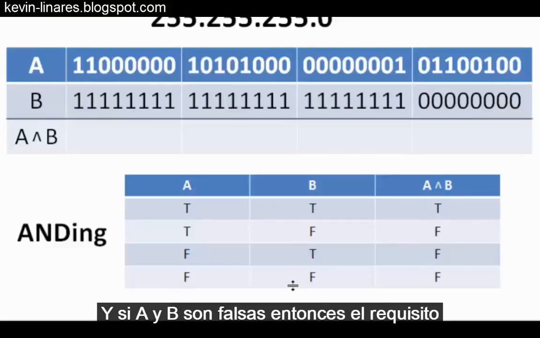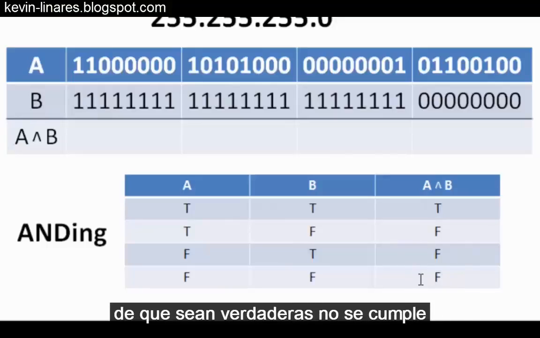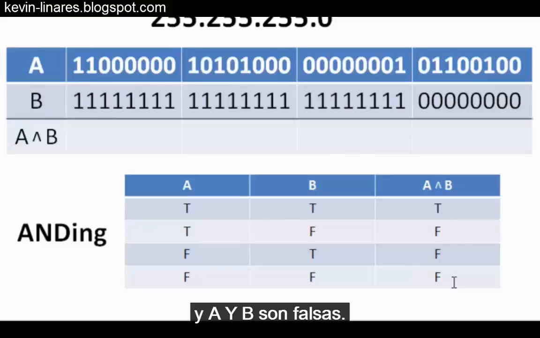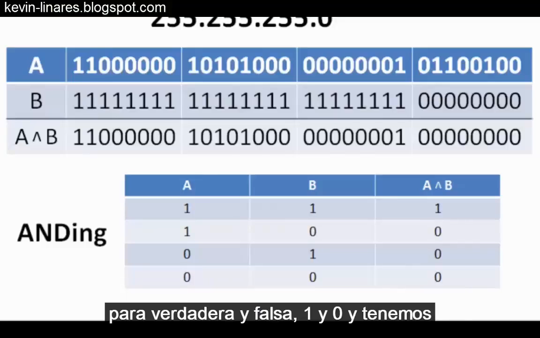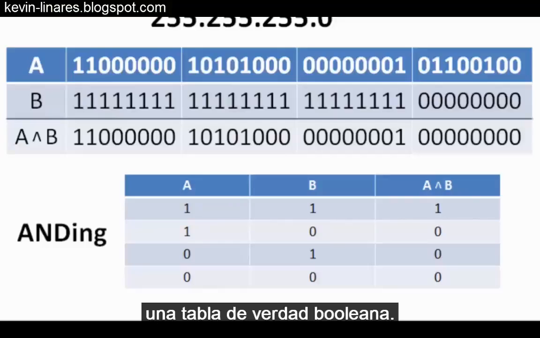And if A is false and B is false, then the requirement that they both be true is not met, and A and B is false. We then convert the true and false to the Boolean values for true and false, 1 and 0. And we have a Boolean truth table.